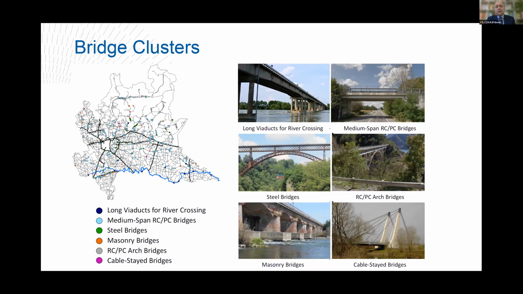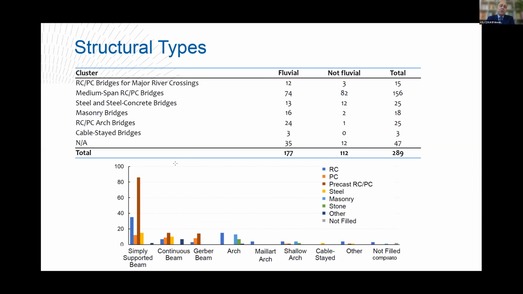On the basis of the data gathered, bridges have also been grouped into 6 clusters as homogeneous as possible, taking into account different bridge features such as material, structural type, structural scheme, and main geometrical dimensions. Here you can see the distribution by material and structural scheme, and the most represented are reinforced concrete and prestressed concrete bridges with simply supported deck.